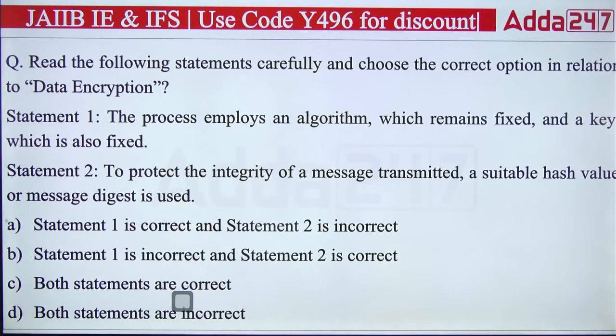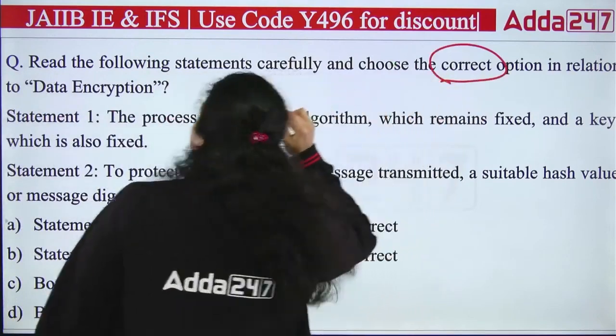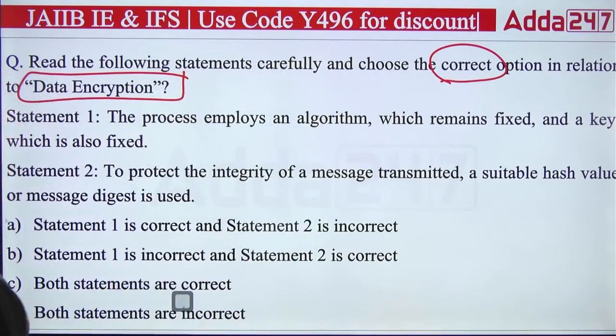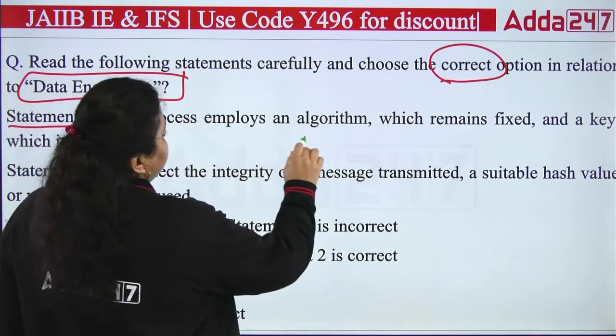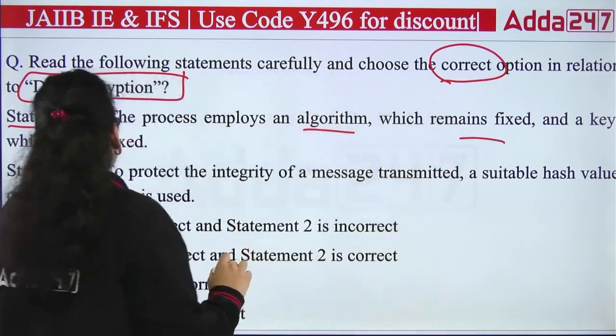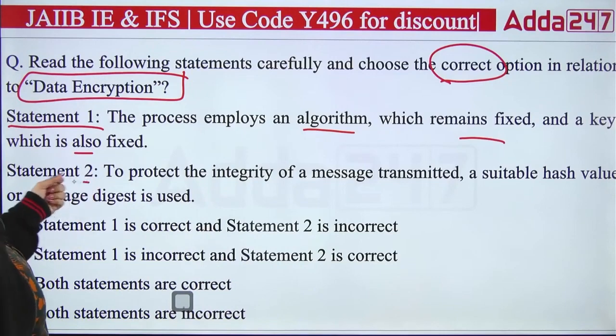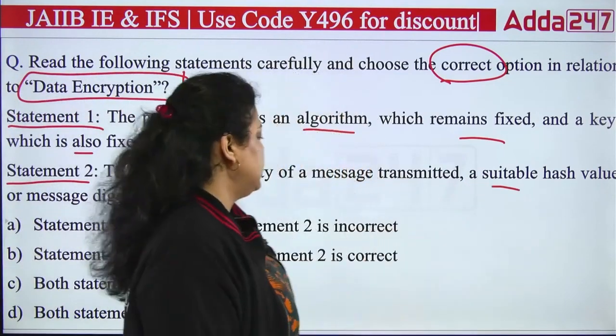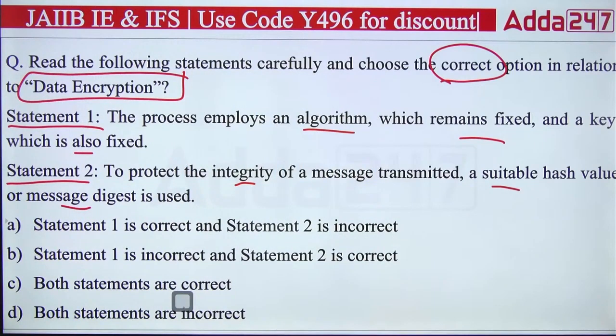Now, next question we have: read the following statements carefully and choose the correct option in relation to data encryption. The first statement: the process employs an algorithm which remains fixed and a key which is also fixed. The second statement: to protect the integrity of the message transmitted, a suitable hash value or message digest is used. So out of these two statements, which statement is correct and which is incorrect? We are talking about data encryption here. So A, B, C or D? Which of the following is correct?